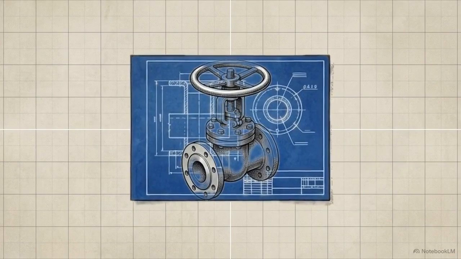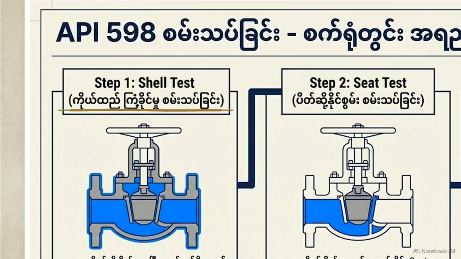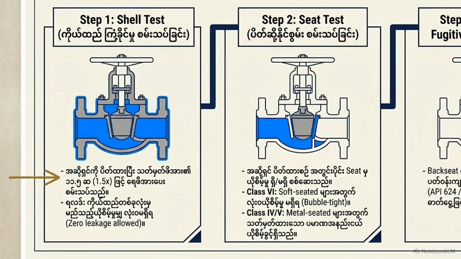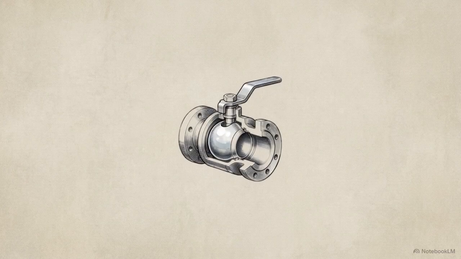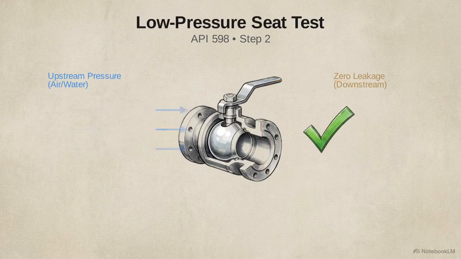Before this hardware reaches an offshore platform, the theoretical design must be proven through physical testing. This infographic outlines the API 598 factory test protocol. In Step 1's hydrostatic shell test, the body is pressurized to 1.5 times its rating for a sustained duration. If the inspector sees a single drop weeping through the casting, it is rejected. After the shell is proven sound, the valve undergoes a low-pressure seat test, verifying that the internal seals meet the exact leakage class specified on the original engineering datasheet.